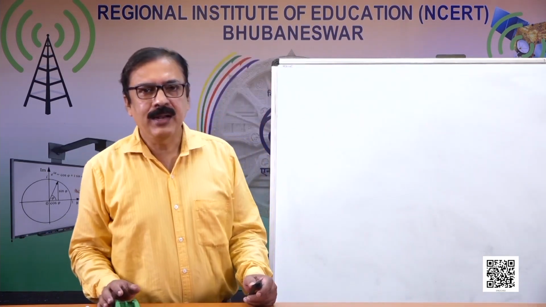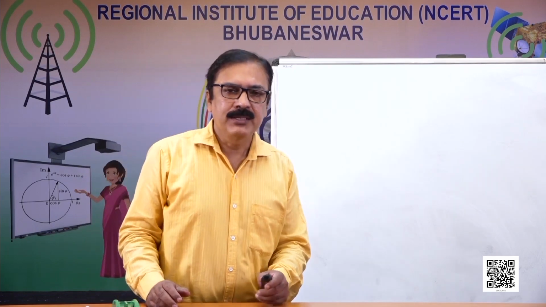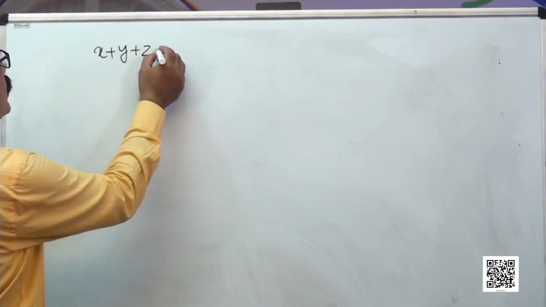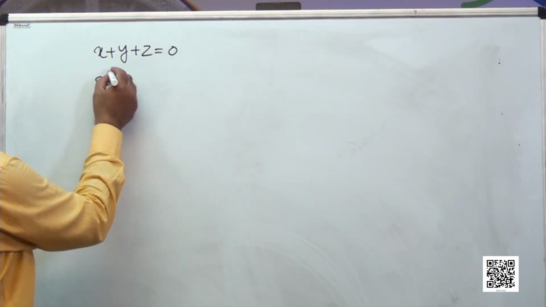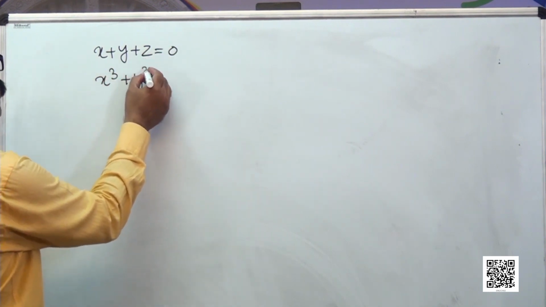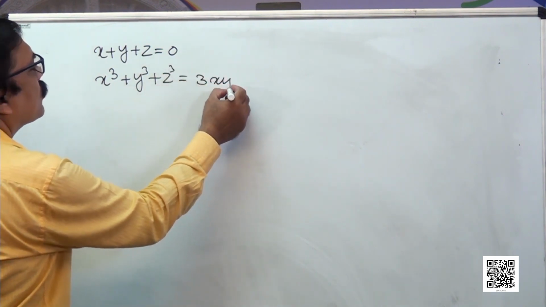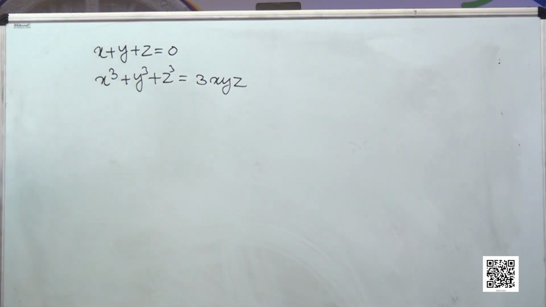Now look at a very interesting problem. This is x minus y whole cube plus y minus z whole cube plus z minus x whole cube. We have to factorize it. It seems to be very long, but how easily we can factorize it? Look at this. We know if x plus y plus z is equal to 0, then x cube plus y cube plus z cube is equal to 3xyz. Just we proved it earlier.